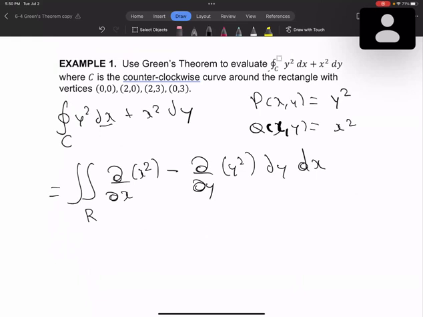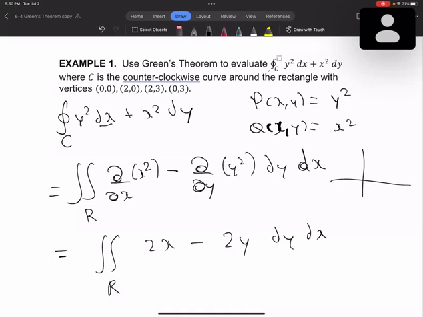So now this is 2x and this is minus 2y, dy dx. But we need the region. The region is where C is the counterclockwise curve around the rectangle with vertices (0,0), (2,0), (2,3), (0,3). So it's from (0,0) to (2,0), and then from (2,0) to (2,3), and then to (0,3). Okay, so that's my curve.